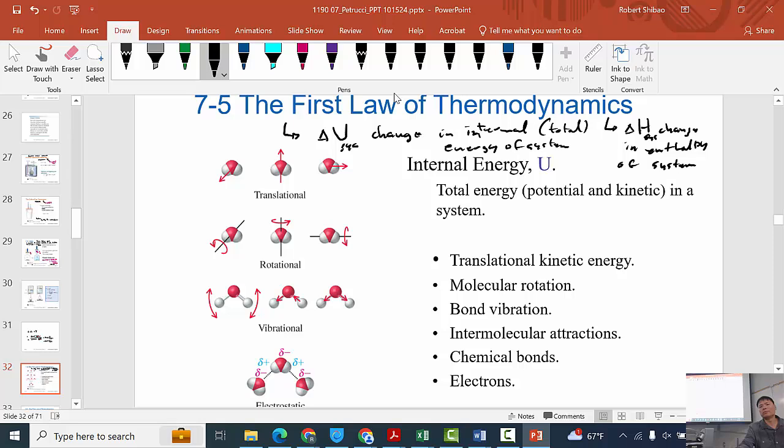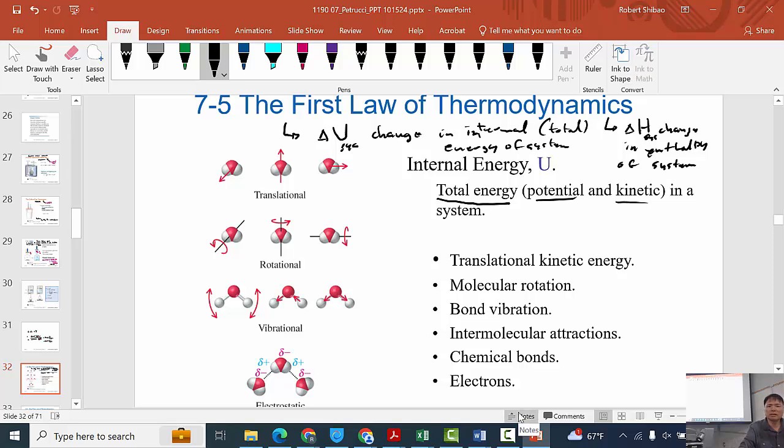And so what we need to know is, how is enthalpy defined? How is enthalpy different than energy, total energy, internal energy? The first step is just to remind ourselves what internal energy is. Internal energy is the total energy, and the total energy is the sum of the potential and kinetic energy of the system.